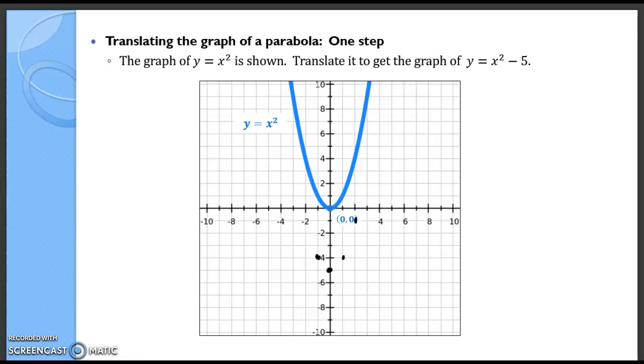Similarly, this point will get slid down 5, and this point, which is at 4, will get slid down 5. And we'll end up with a parabola that has just been literally dragged down in the downward direction, negative 5. Now, because of my drawing skills, it doesn't look the same, but they are the same graph, just literally taken and shifted downward.